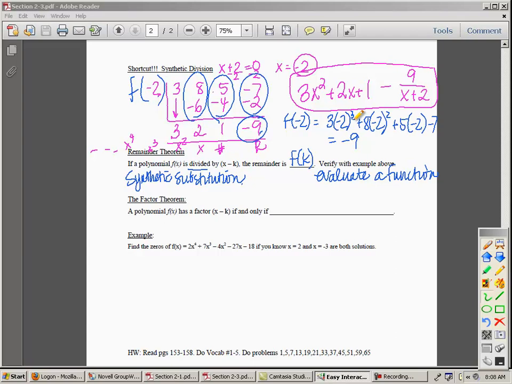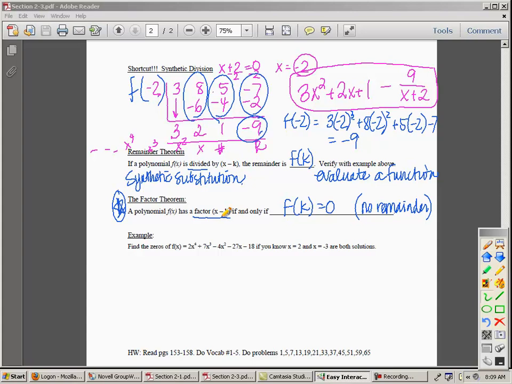There's also this thing called the factor theorem. Basically what it says is I only know this is a factor if f of k equals 0. Or basically, I have no remainder. If I don't have a remainder, then I know that this would be a factor.